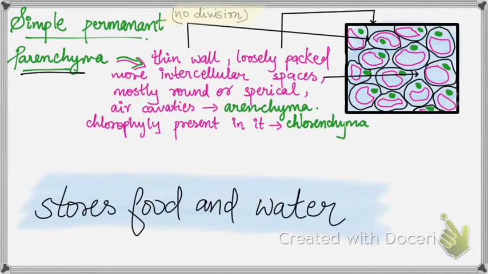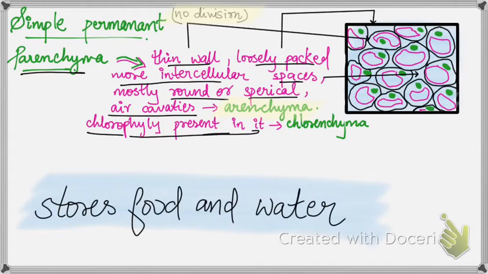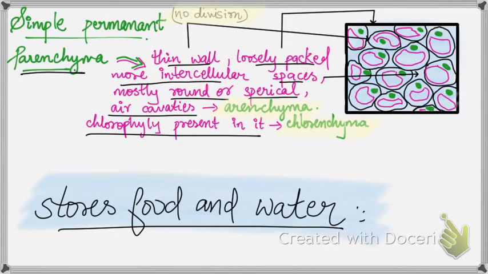These types of tissues have thin cell walls. They are very loosely packed cells. They have so many intercellular spaces between them. They are mostly round and spherical in shape. In some cases, large air cavities are present in these types of tissues, because of which we call it aerenchyma. And in some cases, in plants, chlorophyll is present in parenchyma type of tissue. In that case, we call this tissue chlorenchyma. Its function is to store food and water. So these are the points, remember them.